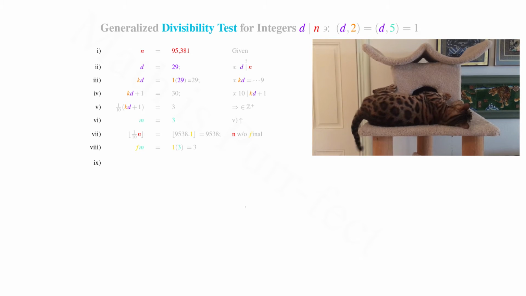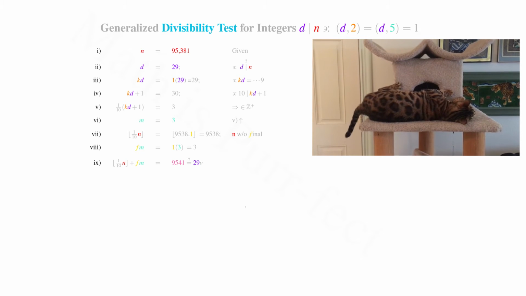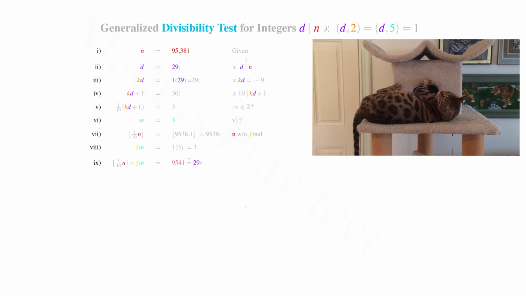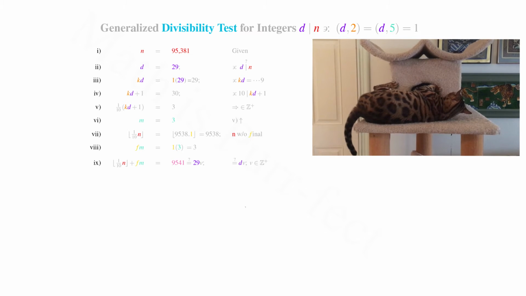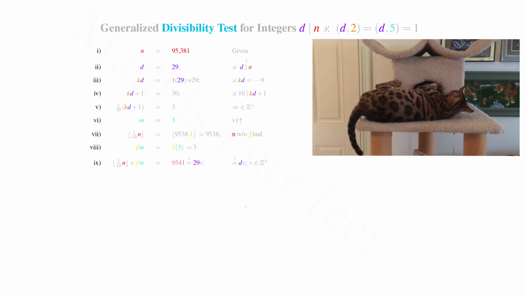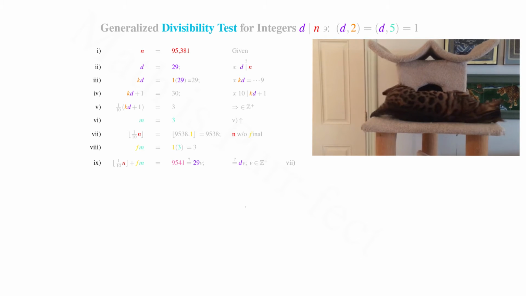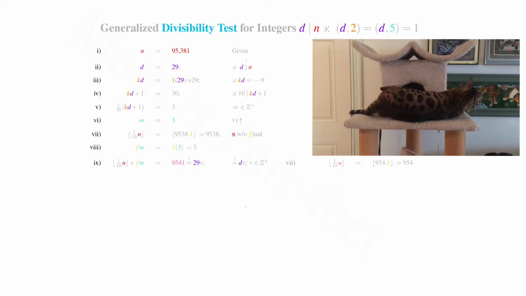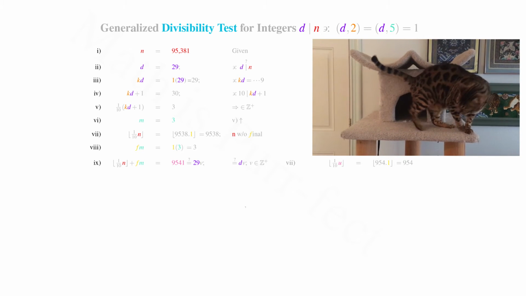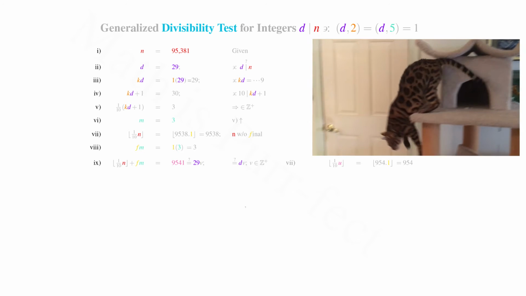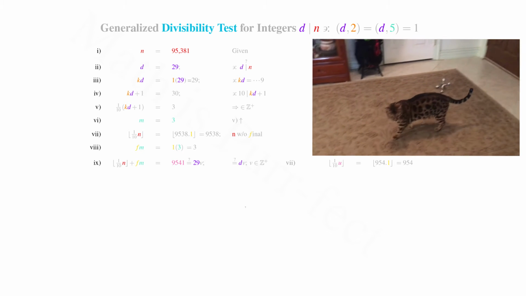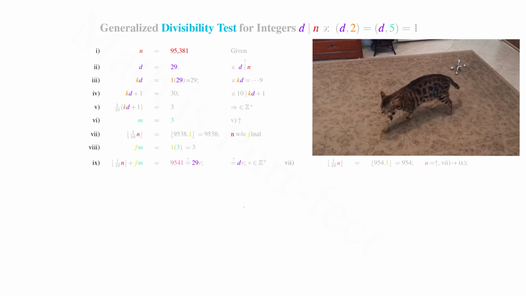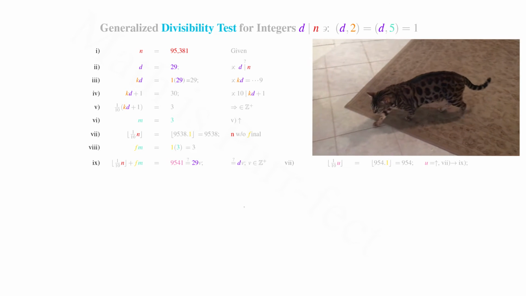Now take the sum of the results from the previous two steps, leaving us with 9,541. But is this an integer multiple of the alleged divisor 29? I have no clue. So let's repeat the process again. Taking the floor of 1/10 of 9,541, we're left with 954 after truncating the decimal one, where 9,541 is the pink result to the left.